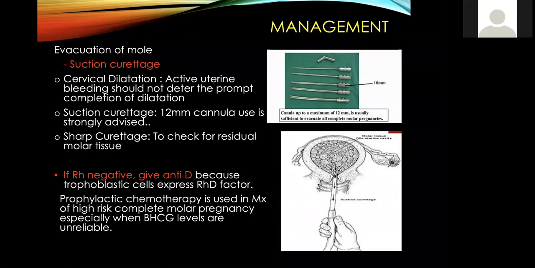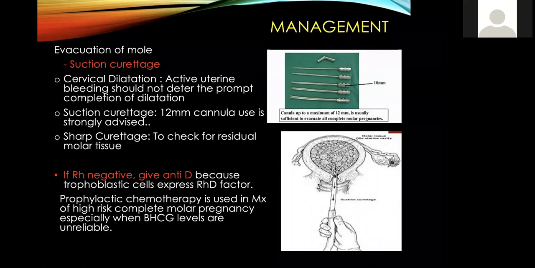And you need to do a sharp curettage. You have a Bluck uterine curette. You have a blunt curette on one side and the sharp curette on the other. You have to use a sharp curette to remove the residual molar tissues, especially at the cornual and the fundal region and the posterior upper wall.